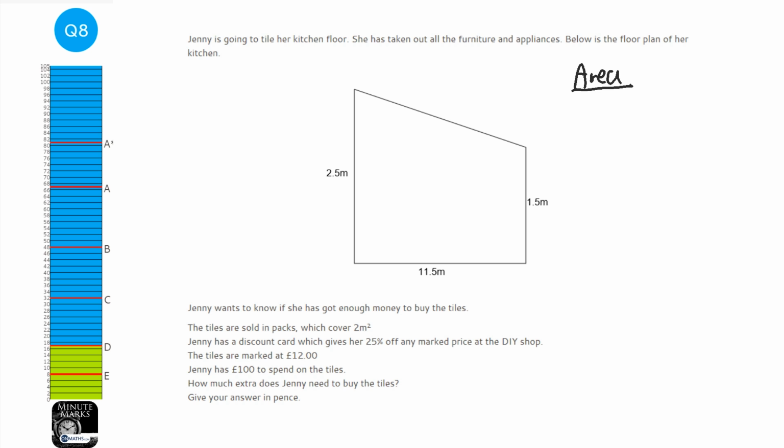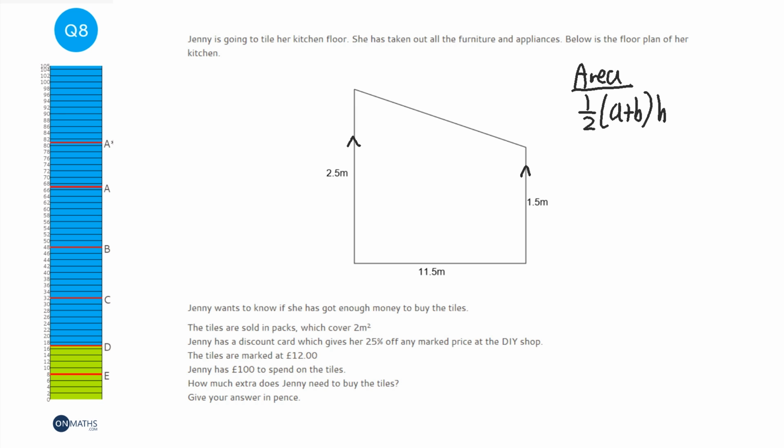Now to do that, I've got to work out what shape it is. Well, it's a trapezium because there are 2 parallel sides and it's 4-sided. So if you've got a pair of parallel sides and it's 4-sided, it's a trapezium. So to work out the area, the formula is half (a plus b) h.